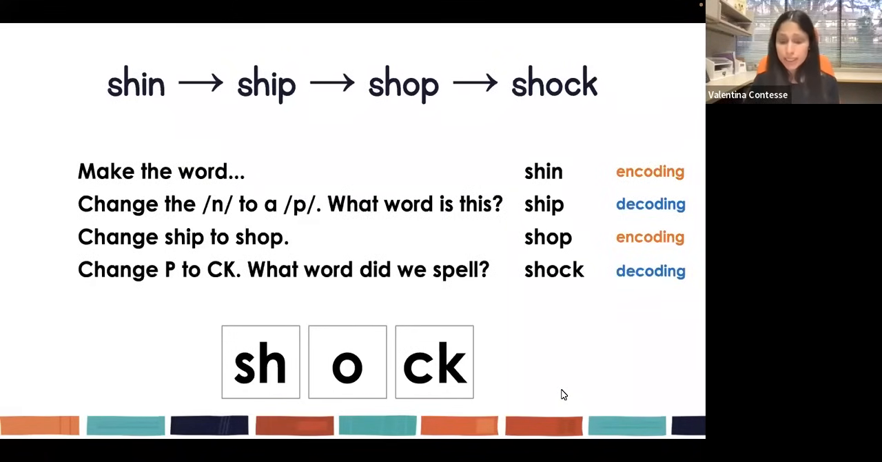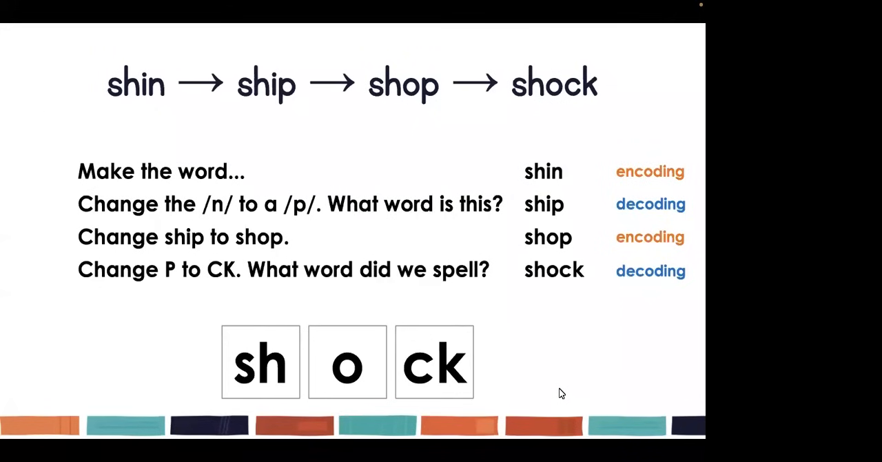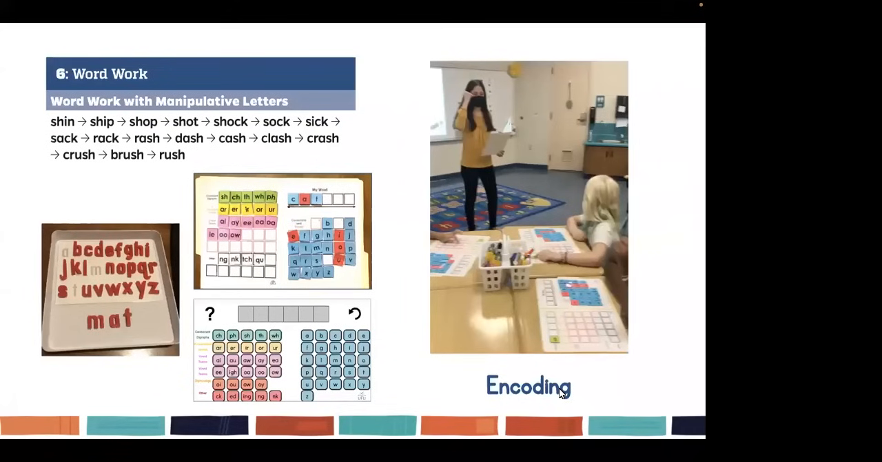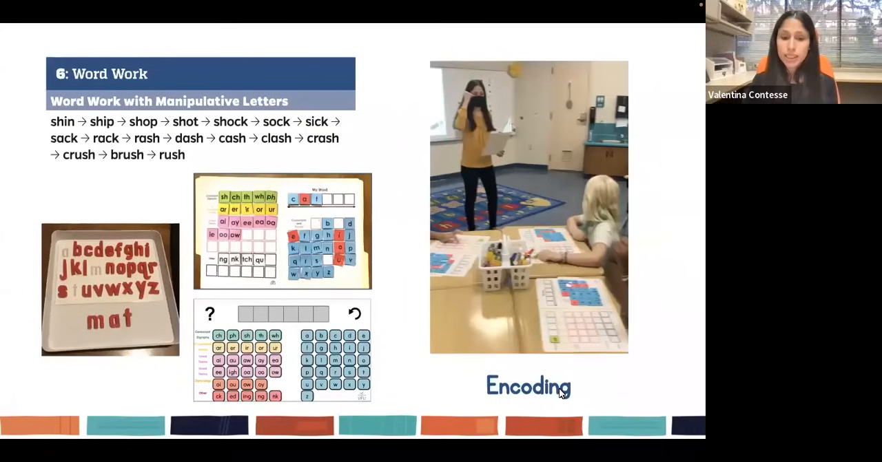So as you can see with this example, I chose to alternate between encoding and decoding in order to provide my students both types of practice. Here's a quick clip of students spelling their initial word.